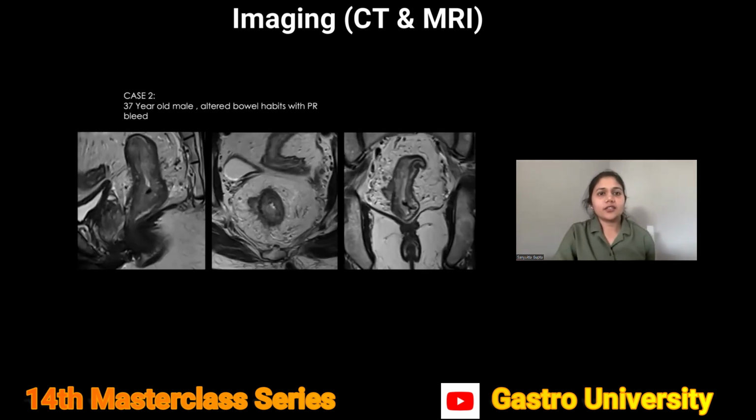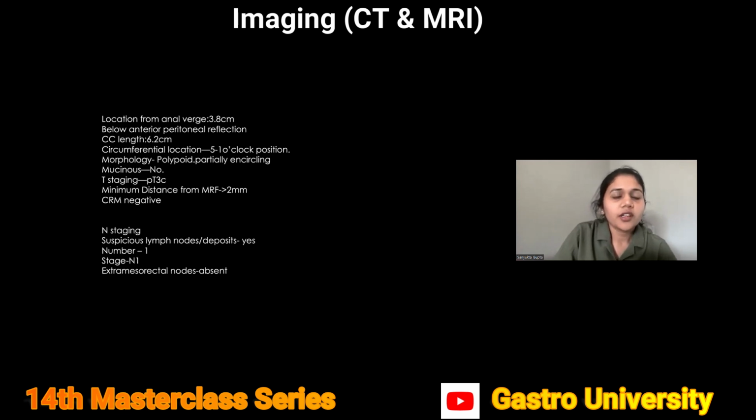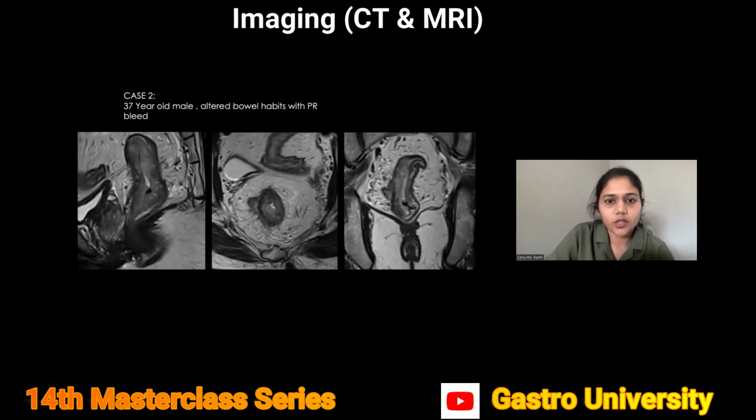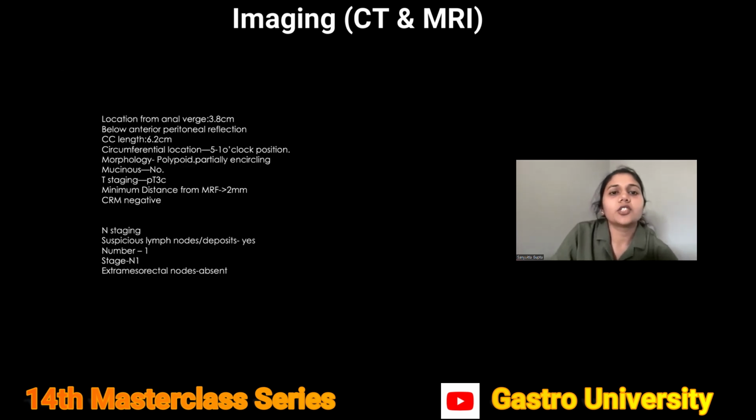Another case, 37-year-old male with altered bowel habits with PR bleed. Now, here the tumor margins can be easily seen invading the muscularis propria and coming out from the rectal wall. So here it becomes a T3 stage, T3C stage. We have to identify the tumor, how much is the length of the tumor from the rectal wall. So location from the anal verge is about 3.8 centimeter. It's below the anterior peritoneal reflection.